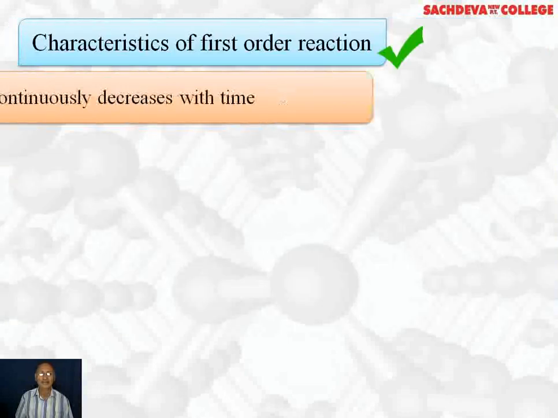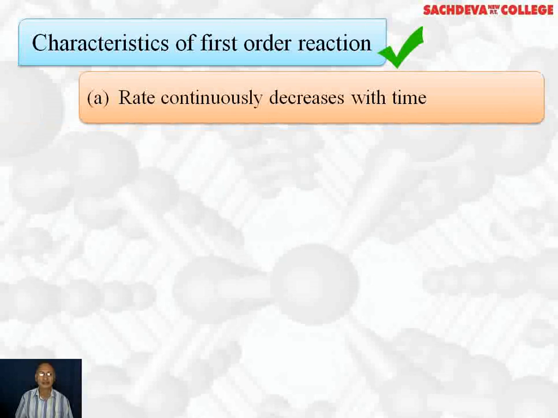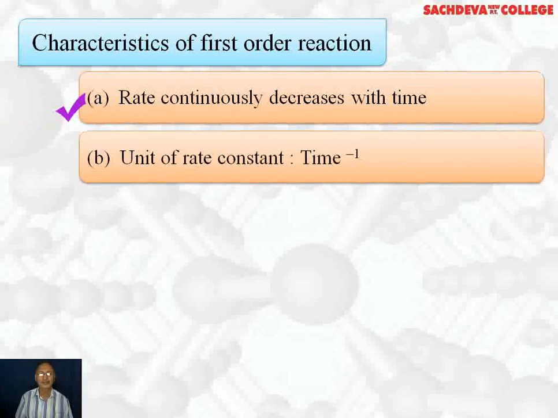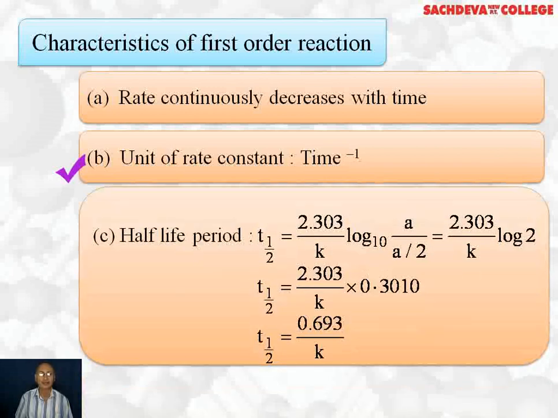Let's take up characteristics of the first order reaction. First characteristic is that the rate of a first order reaction continuously decreases with time because the concentration of reactant will keep on decreasing. Second is that the unit of rate constant will be time inverse, meaning per second, per minute, per hour or per year.